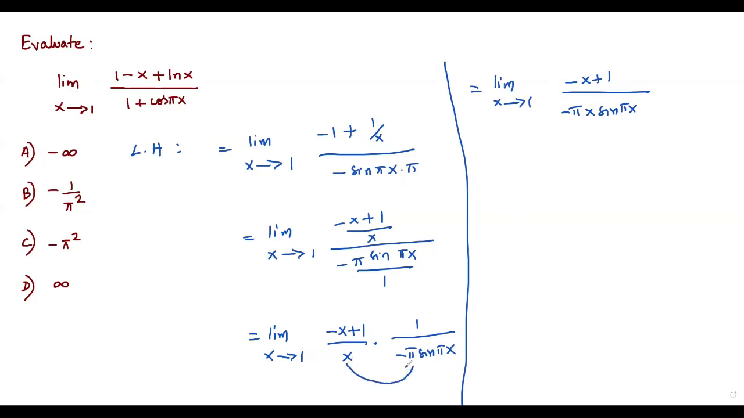x is inserted between negative pi and sine pi x. Okay, that's all the simplification we can do over here. Now what we can do is plug in the limit 1 for x over here. Okay, let me do it.